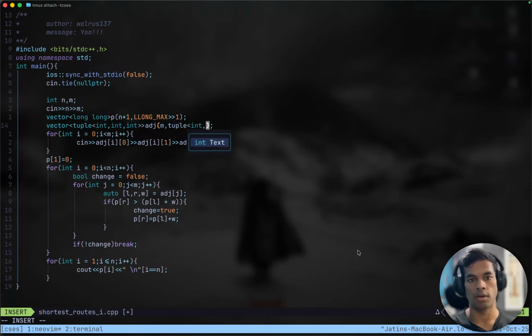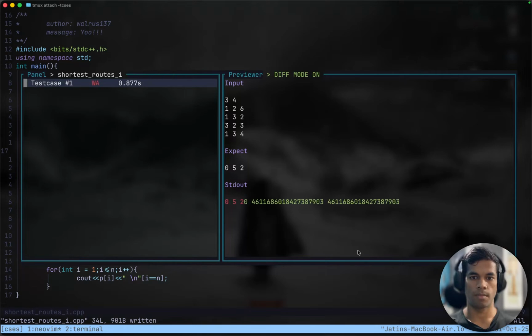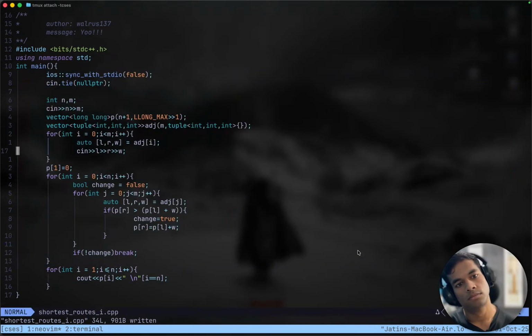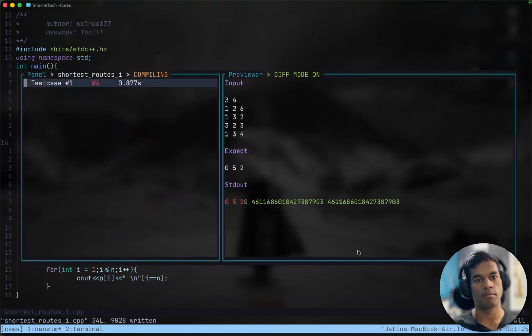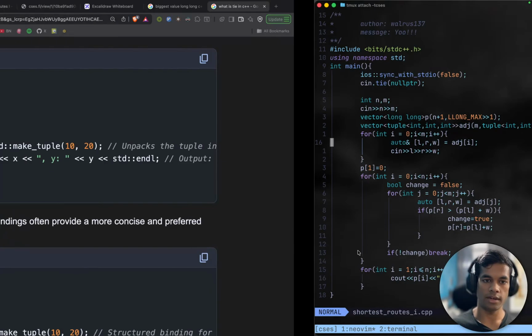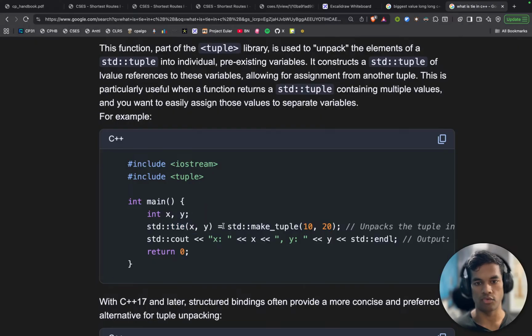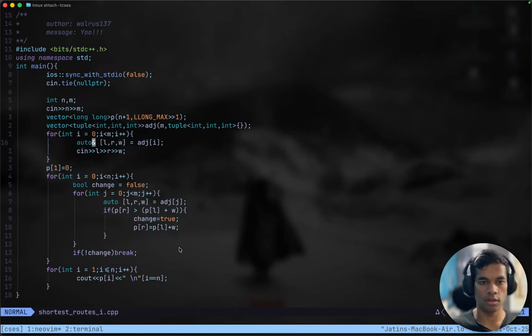Tuple of int, and here you can use the same thing. Auto L, R, W equals ADJ I. Same L, R, W. Yes, no, better. Yeah. So we can use this to unbind tuples, but before C++17, we had to use the tie function to unbind a tuple. I think we can still use that.